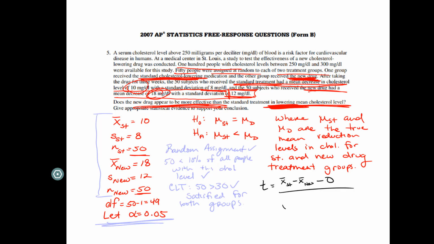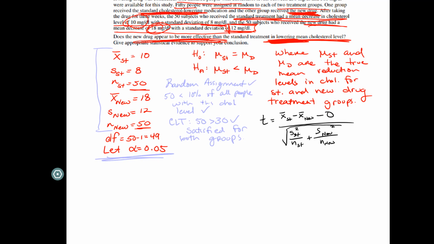Okay, and then we have our standard deviations. Our standard deviations were s sub 1 squared, so that was s sub st squared over this n st, and then we had our standard deviation of the new drug squared over n sub nu. And all of that's in the denominator. Now we have every bit of this. We have all of these pieces, so we can go ahead and write these out, where our t-score is going to be, very simply, 10 minus 18 minus 0. In the denominator, we have our first standard deviation, that was 8, all squared, and then I divide by 50, plus 12 was my second standard deviation that I had, divided by 50.